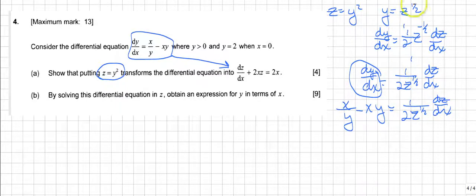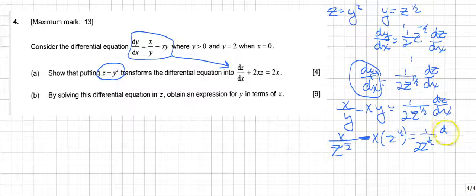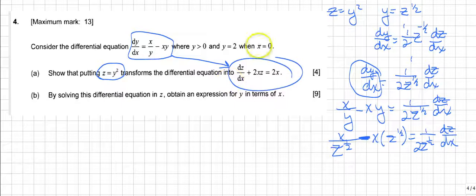Well, y was z to the 1/2, so let me write that. x over z to the 1/2 minus x times y, which is still z to the 1/2, equals, right-hand side, 1/2 z to the 1/2 dz dx. Okay, so I've got an equation that has just z's and x, so I just have to clean this up, and hopefully I'll end up with that.